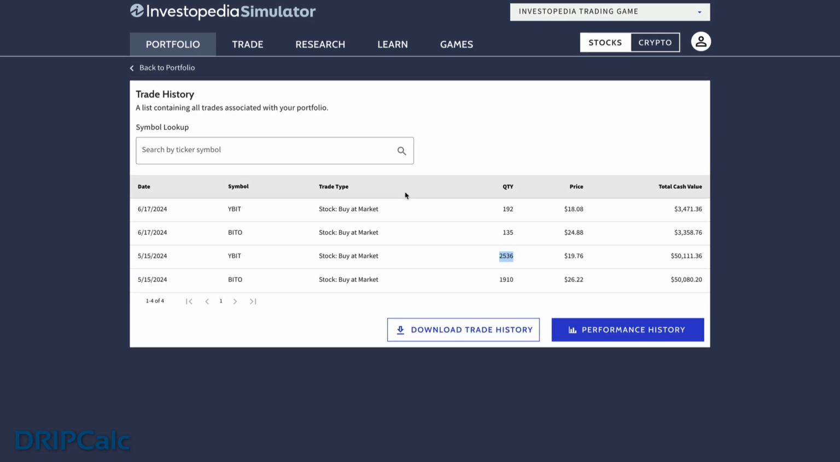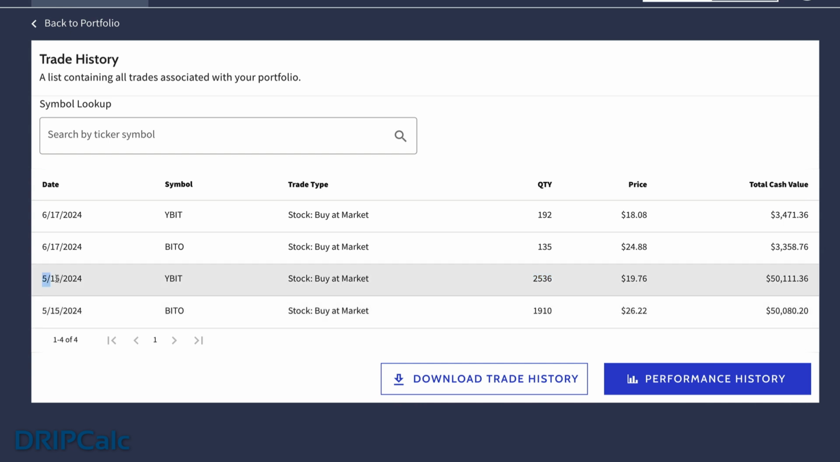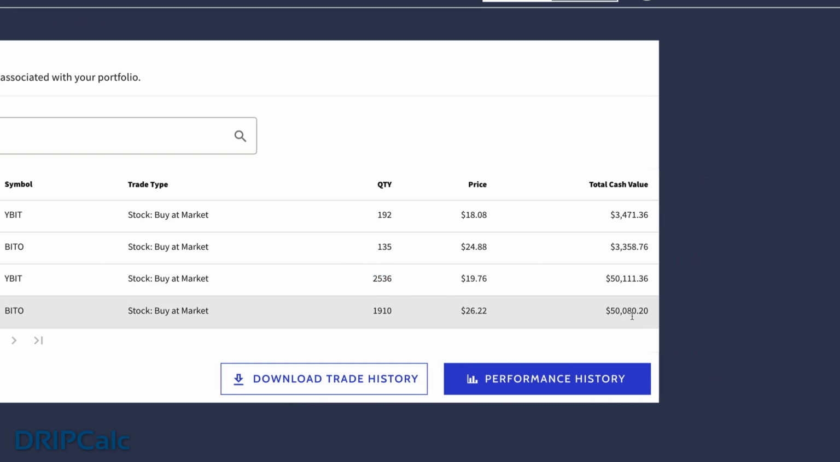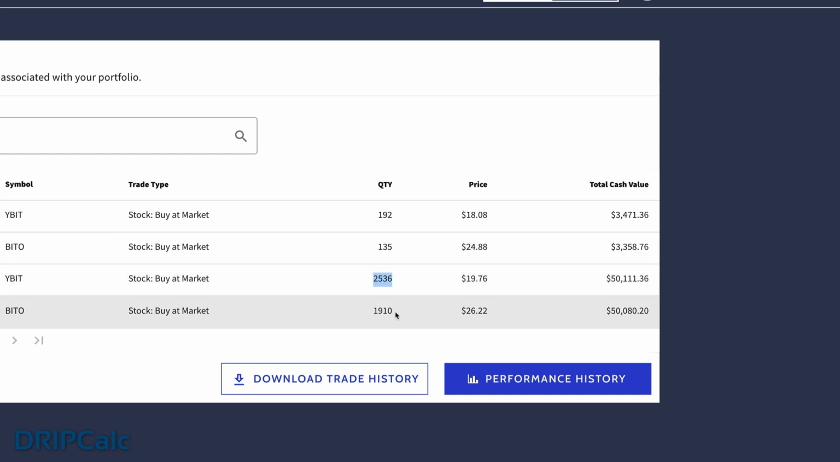And so here are my transactions. I'll make it a little bit bigger so you can see. Here are the first two transactions. I made them on May 15th. I bought $50,080 of BITO at the market price. I don't think they let you do a limit order. And I bought $50,111 worth of YBIT. And this was the price when I purchased, the number of shares, and so on.